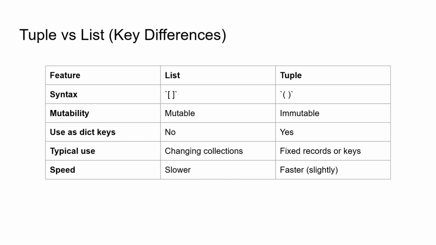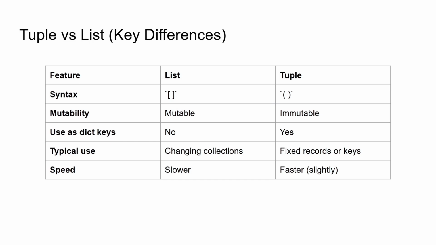Then, use as dictionary keys. Lists cannot be used as dictionary keys because they are mutable, but tuples can be used because they are immutable. This makes tuples perfect for situations where you want to map fixed pairs of data, like chromosome and position, to values. For typical use, lists are great for collections of data that you expect to change, like a list of sequences you are modifying. Tuples are ideal for fixed records or keys that should not change, like a reference codon list or a coordinate pair.